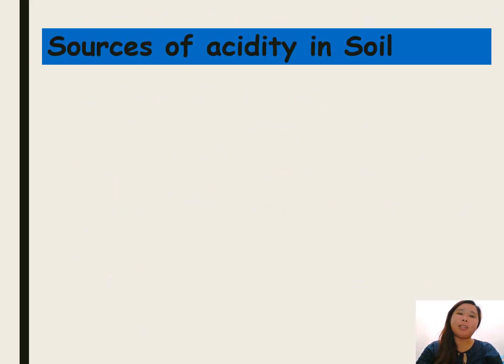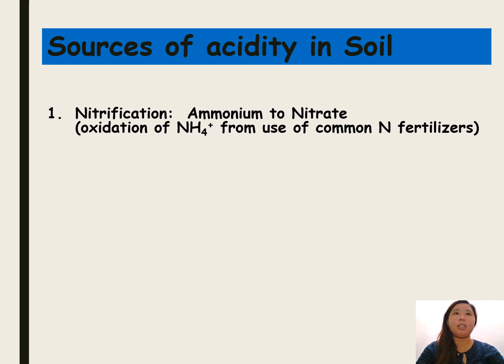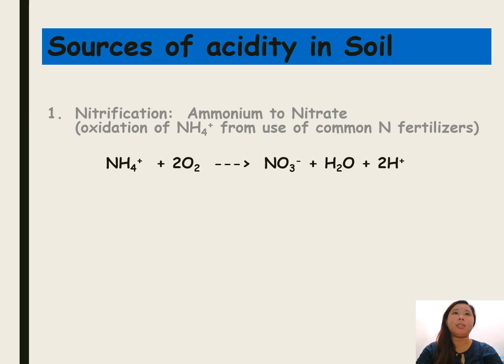Now let's take a look at the different sources of acidity in soil. We have the first one, which is nitrification, that is the conversion of ammonium to nitrate. This happens when ammonium is oxidized from the use of common nitrogen fertilizers. This commonly happens with this formula. Ammonium, when exposed to oxygen, will be converted into nitrate, releasing, of course, also water and additional hydrogen ions in the soil.